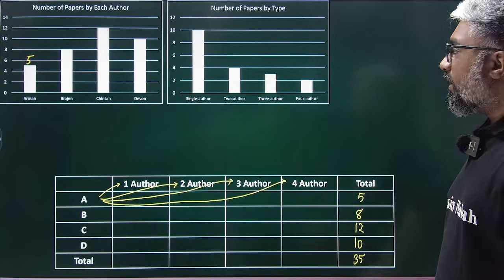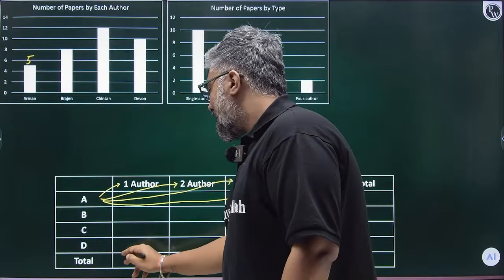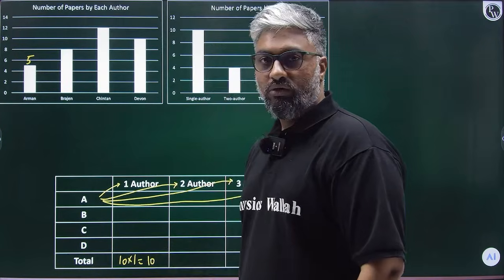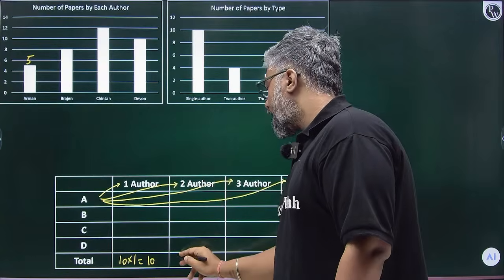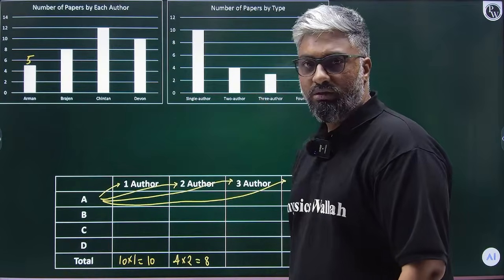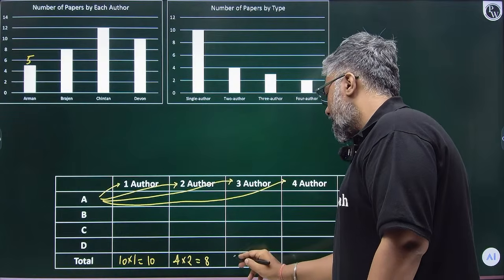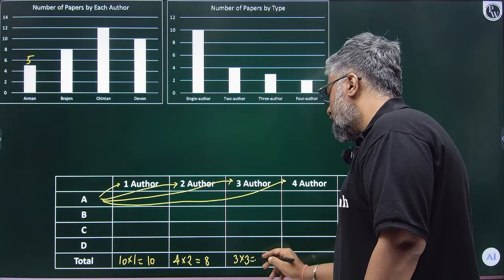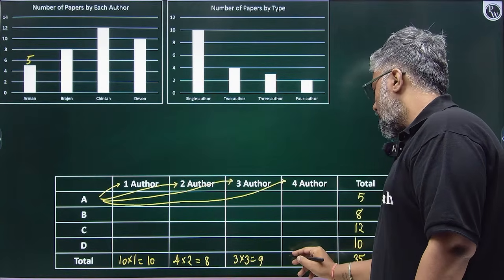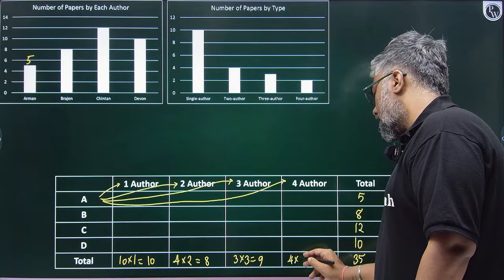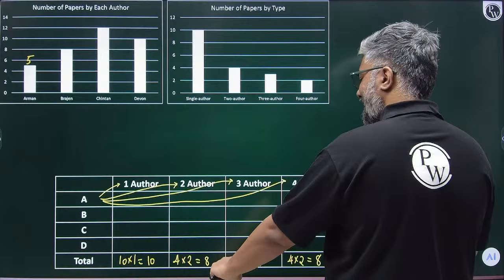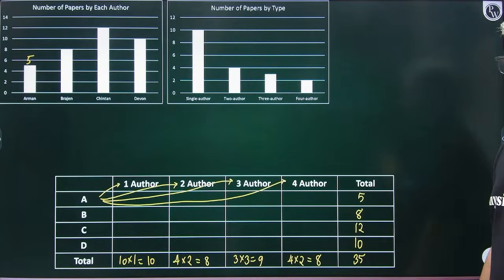Yeah? Same way, in terms of number of papers, this is 10 papers written by 1 author each, making it 10 contributions. This is 4 papers written by 2 authors each, making it 8 contributions. This is 3 papers written by 3 authors each, making it 9 contributions. And this is 4 authors writing 2 papers, making it 8 contributions. 16 plus 19, 35, perfectly matched.